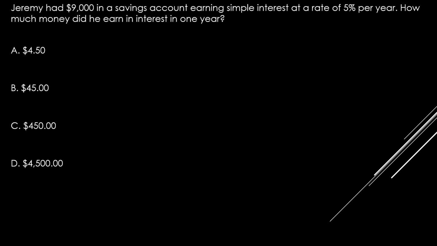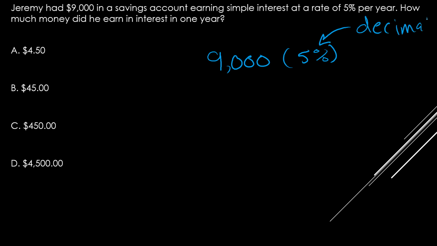Okay. Jeremy had $9,000 in his savings account, earning simple interest at a rate of 5% per year. How much money did he earn in interest in 1 year? So for this problem, all we need to do is take that $9,000 and multiply it by 5%. But before you multiply it, you must change 5% to a decimal. Okay, and so $9,000 is going to be multiplied by 0.05. Don't forget this extra 0 after the decimal.